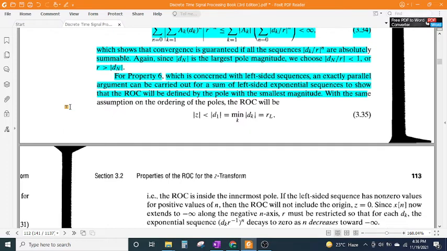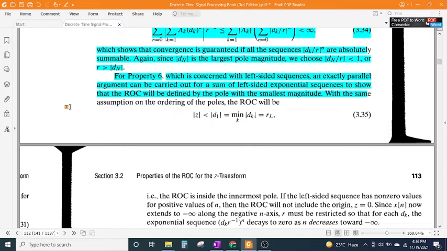Property 8 is intuitively suggested by our discussion of properties 4 through 7. Any infinite two-sided sequence can be represented as a sum of a right-sided part, say for n ≥ 0, and a left-sided part that includes everything not included in the right-sided part. The right-sided part will have an ROC given by Eq. 3.33, while the ROC of the left-sided part will be given by Eq. 3.35. The ROC of the entire two-sided sequence must be the intersection of these two regions.